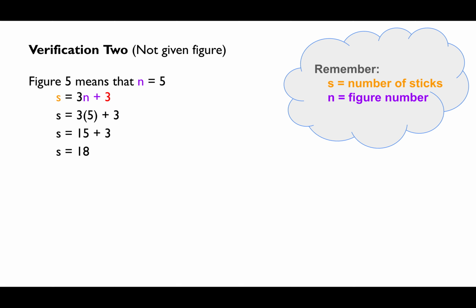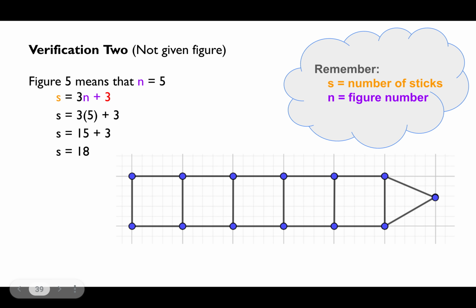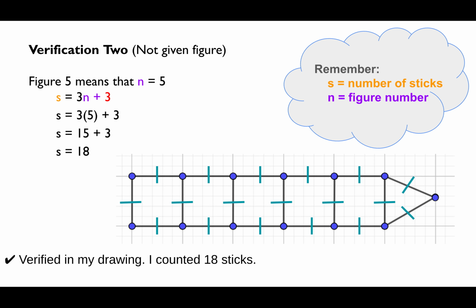So I'm going to draw it out. That means I should have figure number 5 has 5 squares plus my triangle. 1, 2, 3, 4, 5, and then there's my triangle. It should have 18 sticks. Let's count them. 1, 2, 3, 4, 5, 6, 7, 8, 9, 10, 11, 12, 13, 14, 15, 16, 17, 18. And I verified it in my drawing because I counted 18 sticks.